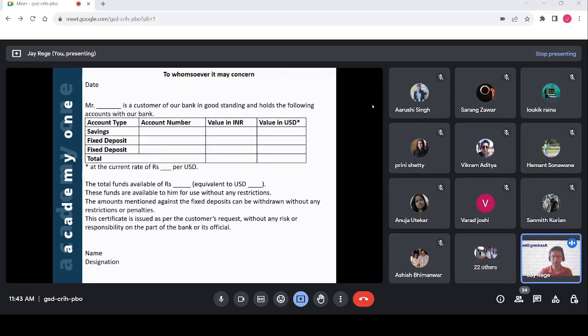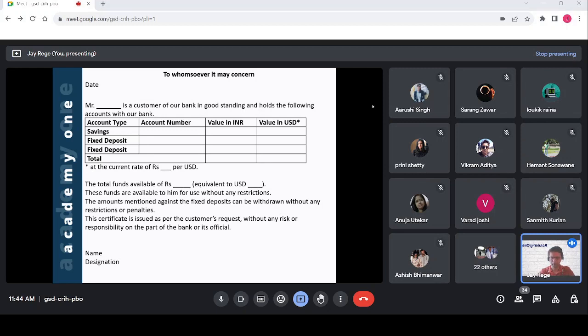I mean, it could be in this format also. As I said, if you have multiple accounts with the bank, then you could just put it in a table and get it. So, like I said, any format is absolutely okay, as long as the basic things are mentioned, that is the name of the customer. If you hold a joint account, it could be in multiple names also. That is also absolutely fine.